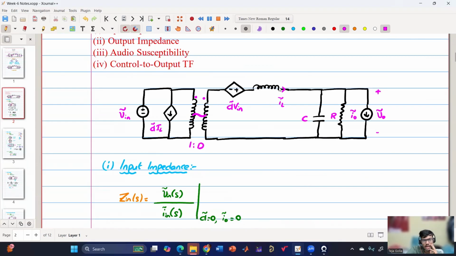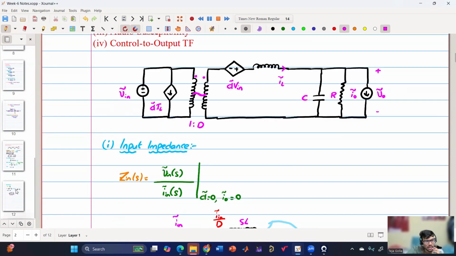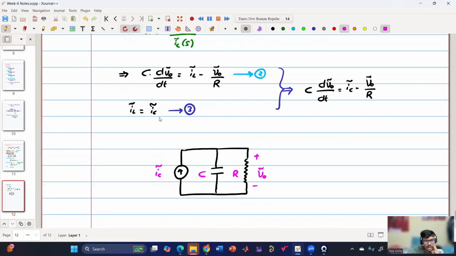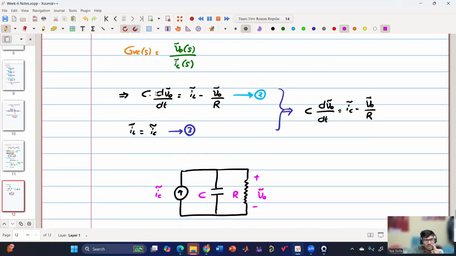So this will become the constant current source IC tilde, and then this remains the same. I don't have I naught tilde as of now. So basically the inductor is replaced by a constant current source. With a constant current source and an impedance over here, V naught tilde is this impedance into the constant current, which is also what we are getting here. Here you have the output capacitance, the resistance and V naught tilde. So V naught tilde by IC tilde, which is my GVC of S, is nothing but this impedance, which is 1 by SC parallel R.